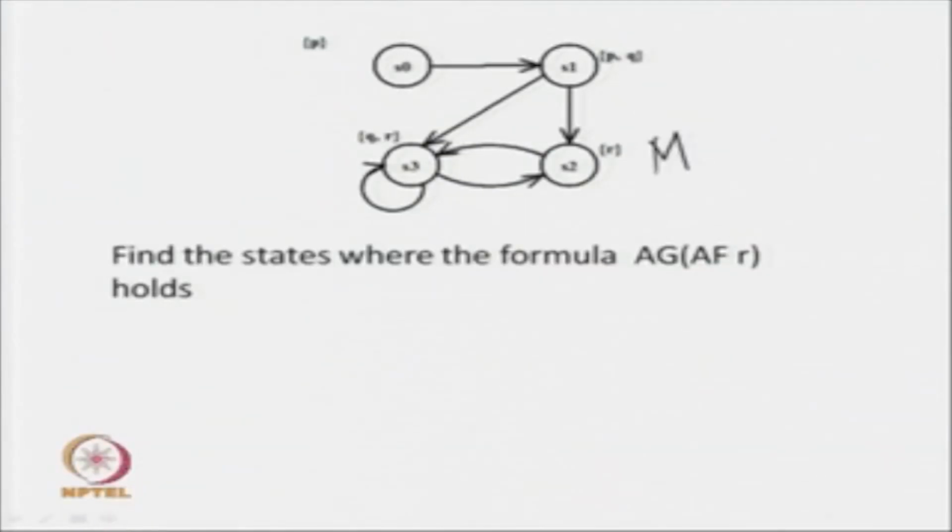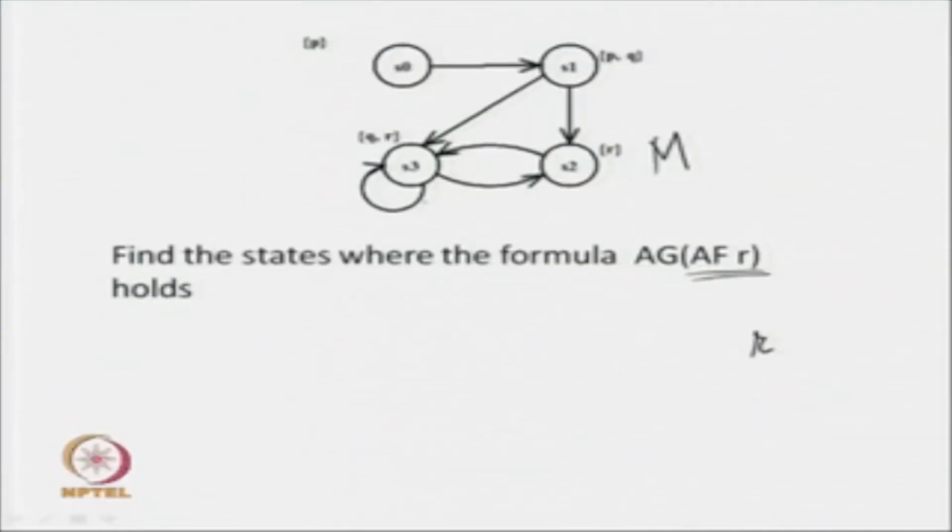Okay. Now, this is the same model I have over here, and now we are going to find the states where the formula AGAFR is true or not. What does it mean? In all paths in future R holds, and it says that in all paths globally whether this formula holds or not. Now, R is an atomic proposition, so we say that R is a CTL formula. We know the truth values of R in each and every state. This is with respect to the labeling function.